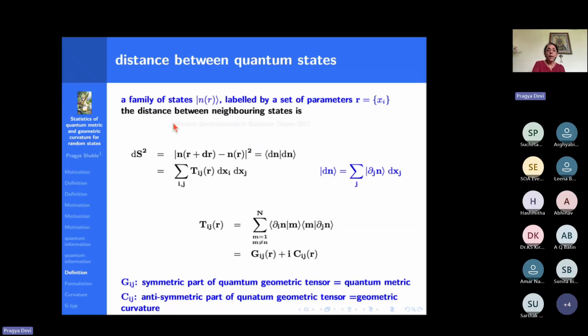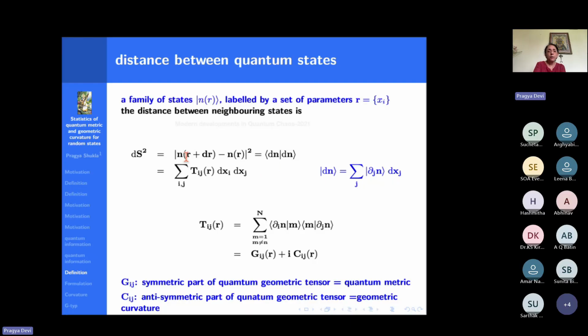So take a family of states, let's call it N, which depends on some system parameters R. R can be many parameters, and X is not the position variable, X is a parameter. It can take any value, not only 3 variables, it can be 1 to N. And the distance between neighboring quantum states is given by N(R plus dR) minus N(R). Because a quantum state is usually complex, you have to consider the mod of this.